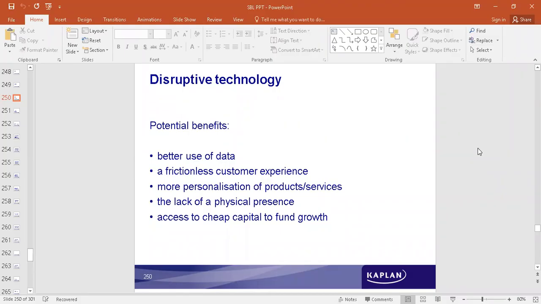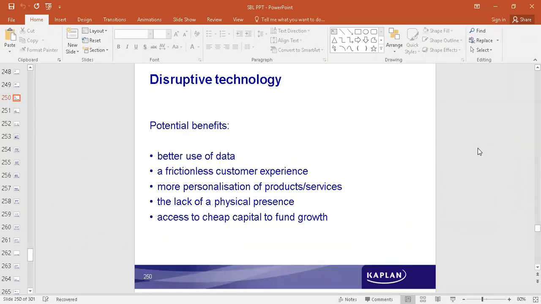The data of the customer is all stored. The buying pattern of the customers is easily available to the supplier. The supplier will be able to understand the buying pattern, the requirements, the changes, and what the customer's expectations are. Everything is very easy for the supplier to understand. Accordingly, products and services can be provided to the customers. More personalization of products and services is possible.